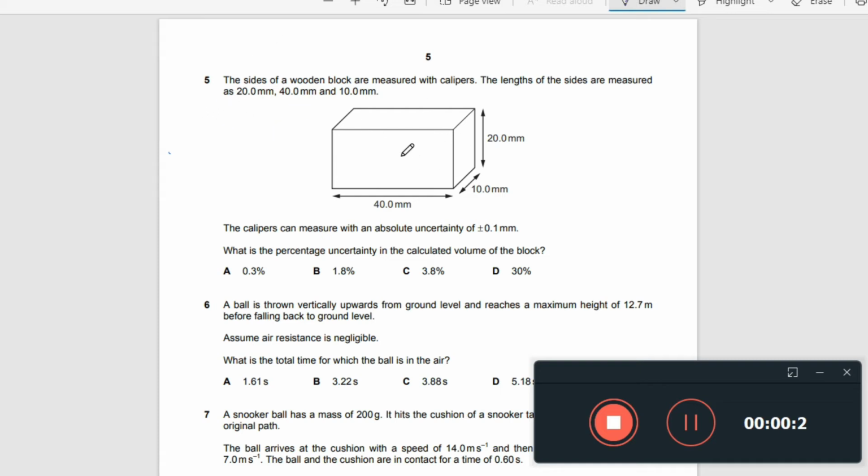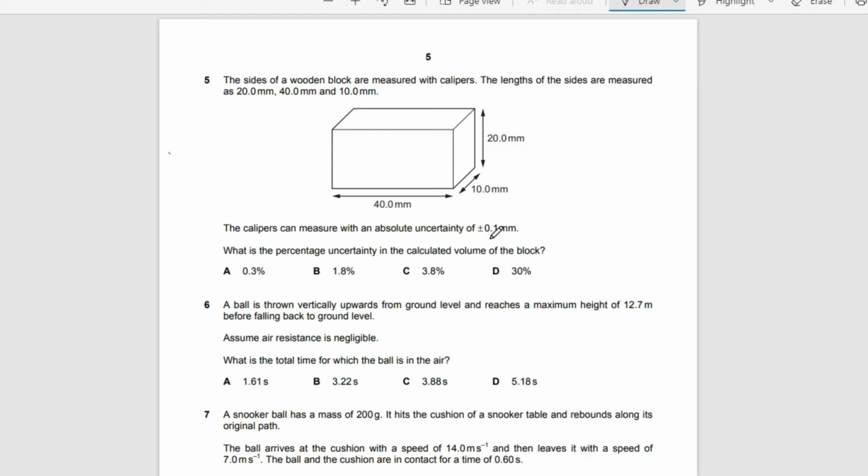So here is a wooden block. The dimensions are stated, and there is a percentage uncertainty here, as we see, 0.1 mm for each measurement. We have to find out the percentage uncertainty in the calculated volume. As you know, the volume of this wooden block should be length times width times height.